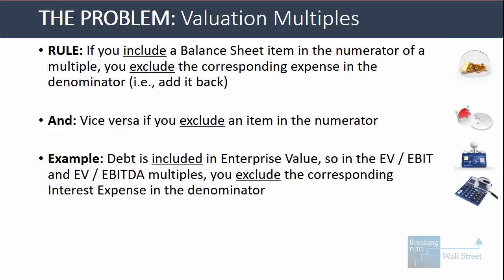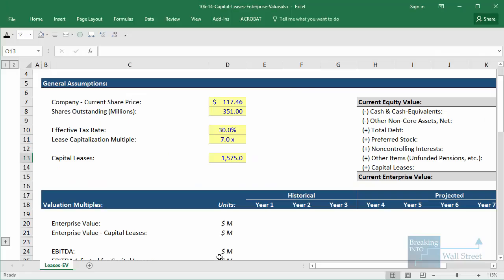So the classic example is debt. We include debt in enterprise value. So in the enterprise value to EBIT and enterprise value to EBITDA multiples, we exclude the entire interest expense that corresponds to that debt. So we include something in the numerator and then we exclude the corresponding expense line item in the denominator.